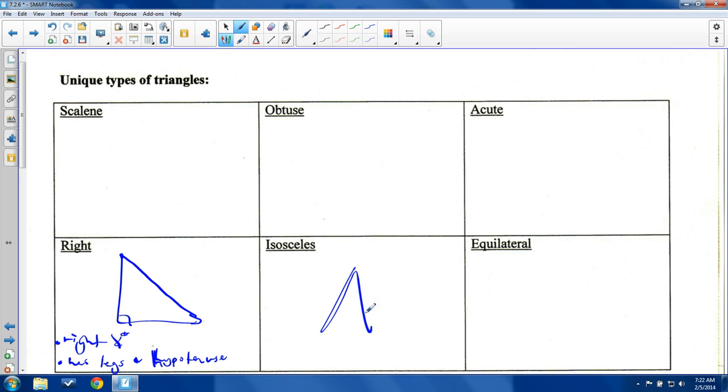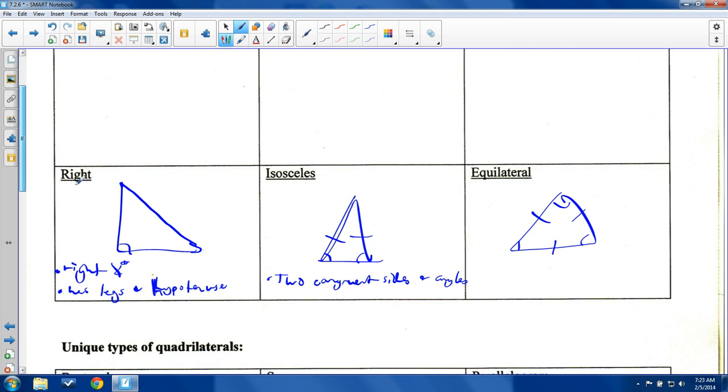Okay, an isosceles triangle has two congruent sides and angles. Now the angles are opposite those congruent sides, so it wouldn't be this angle and that angle. If these two sides are congruent, it'd be this one and this one. Okay, equilateral triangle has congruent sides and 60-degree angles. They all have to be 60 degrees if they're congruent, because they have to add up to 180.